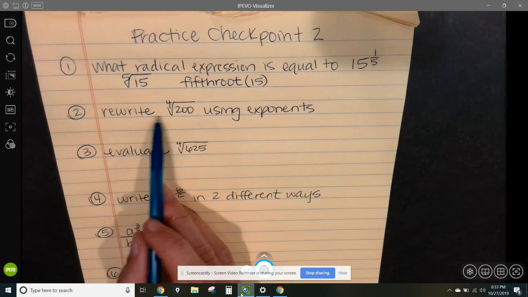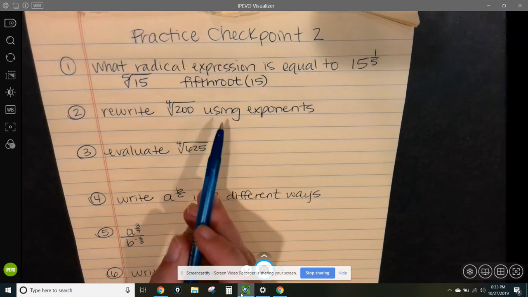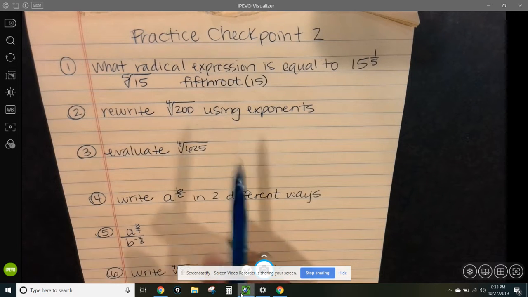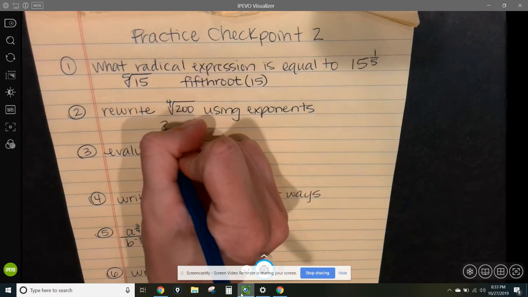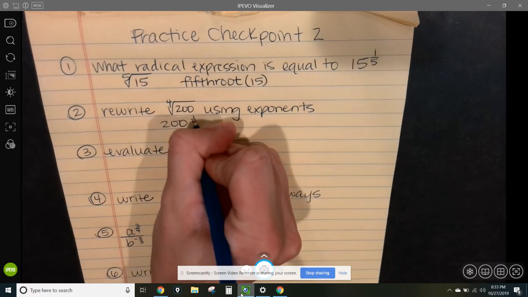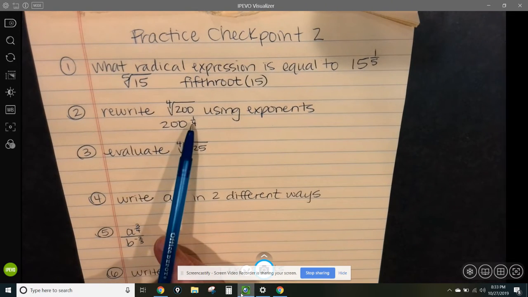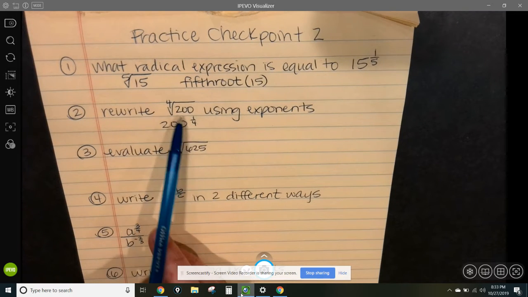Number 2, rewrite this, the 4th root of 200, using exponents. So now the opposite of what we just did. They're giving you the radical. We're going to write it with exponents. So that would just be 200 to the 1/4. So you should feel really comfortable going back and forth between exponents and radicals.